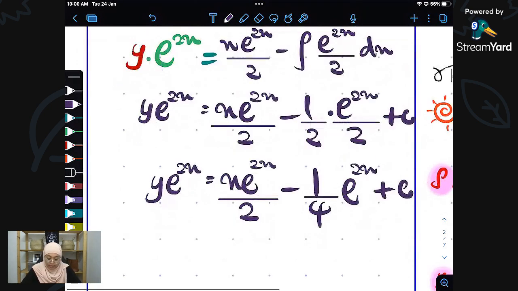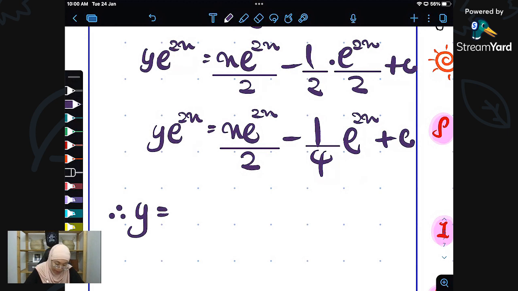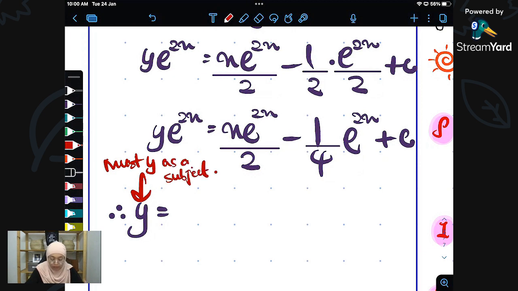Okay. Now, you can either stop here or you cannot stop here, my dear. Untuk soalan integrating factor, we must make y as a subject. Untuk integrating factor, kita perlu jadikan dia. This one, we must make y as a subject. This one got no choice. We have to make it y as a subject untuk integrating factor saja.